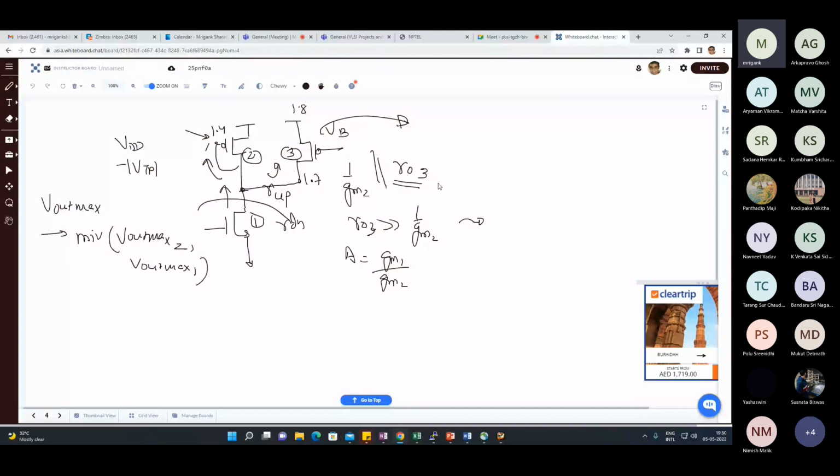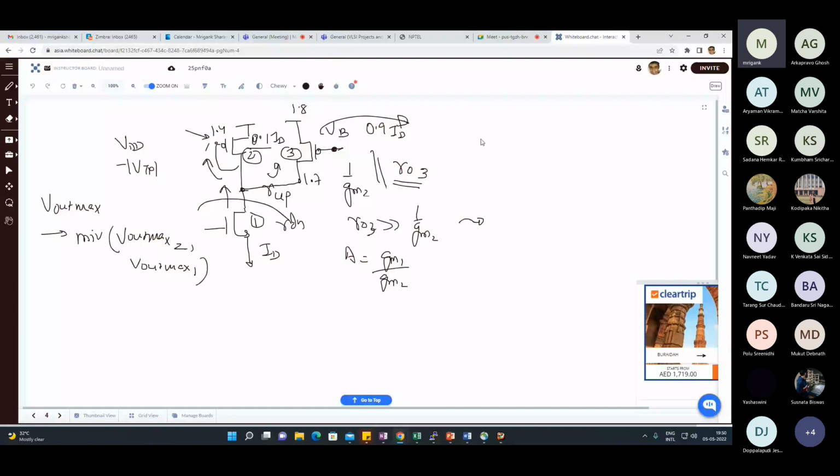So intentionally, what I can do is, if I am having ID flowing in this one, I can size or bias this transistor so that it carries the maximum amount of ID, or a larger portion of ID is being taken away by this one. Suppose it takes away 0.9 ID, and this one is left with only 0.1 ID. So I can set this VB so that this is taking almost 0.9 ID, and this guy is left with only 0.1 ID.